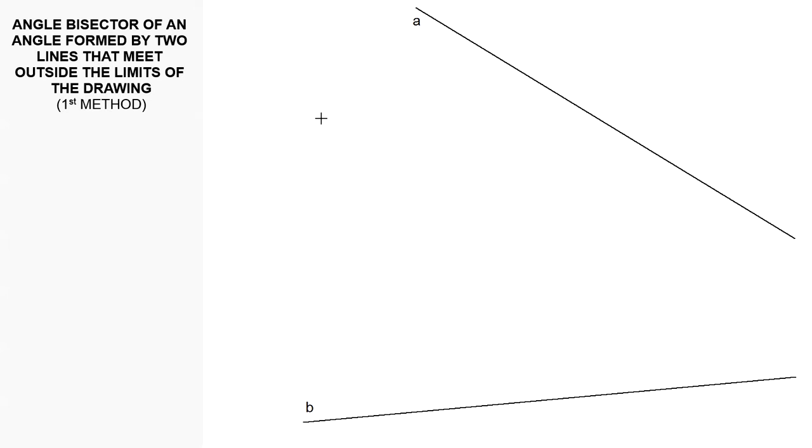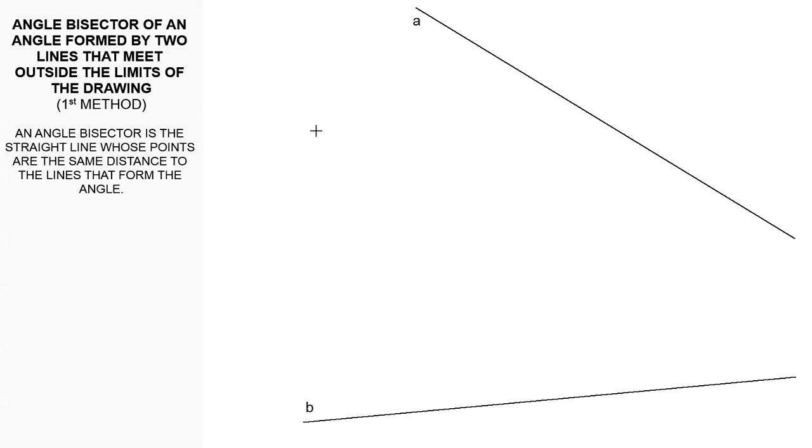In order to solve this exercise, we have to use the definition of angle bisector, which is the line where each point is the same distance to the straight lines that form the angle. So, if we find several points that are the same distance to both straight lines, they will belong to the angle bisector of the angle, and this angle bisector will be the line that goes through those points.